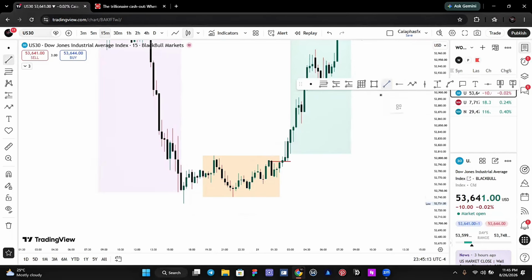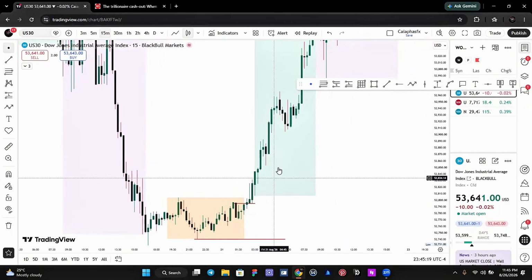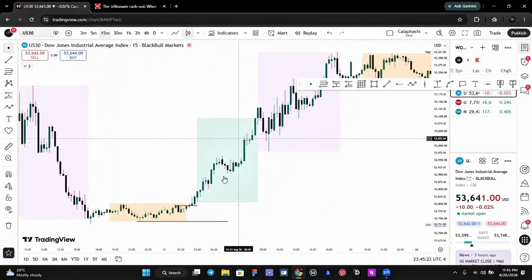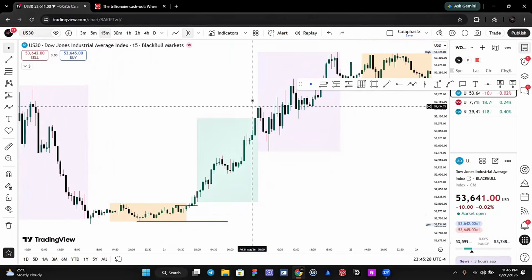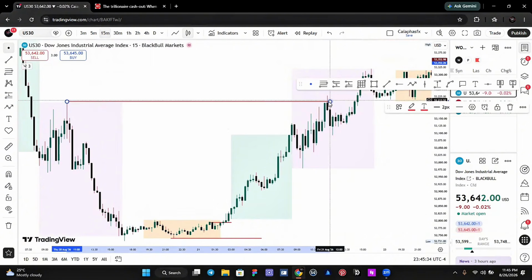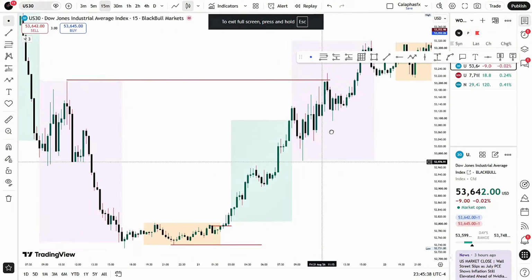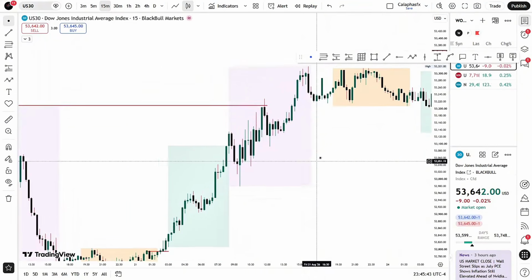Now you have to understand that price first has to take out this high here, but it just started moving higher, and then after the accumulation, price started distributing, right? And then it took out this high here, took out the high.